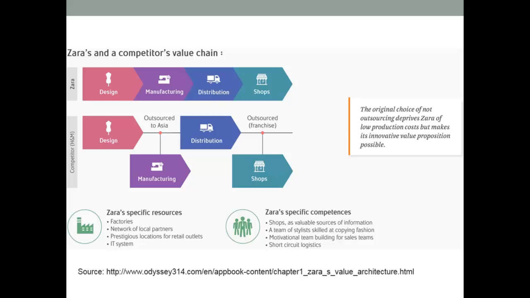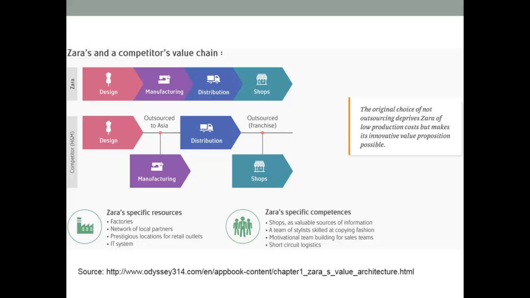Zara, for instance, has made the bold decision to keep in-house the activities of design, manufacturing, distribution, what we also call outbound logistics, and sales, their shops. While most of its competitors in the clothing industry outsource manufacturing to independent contractors in Asia and also outsource sales to third parties through a franchise system.